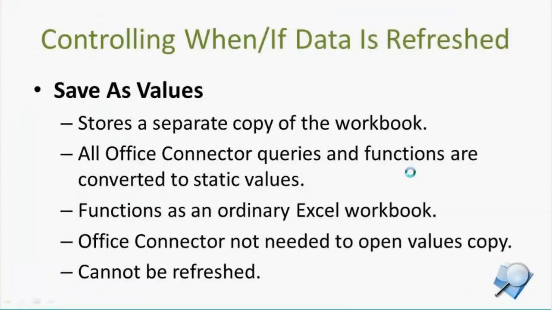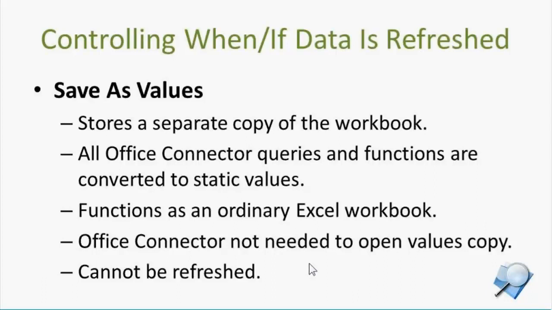Okay. All right. Then the next part of that is saving it as values. If you've used Office Connector before, I'm sure you're aware of this capability. Saving as values basically says, I want to turn this into an ordinary Excel workbook. No connectivity to Sage, no ability to refresh the data anymore. Anything that was an Office Connector function is now converted to a static value.